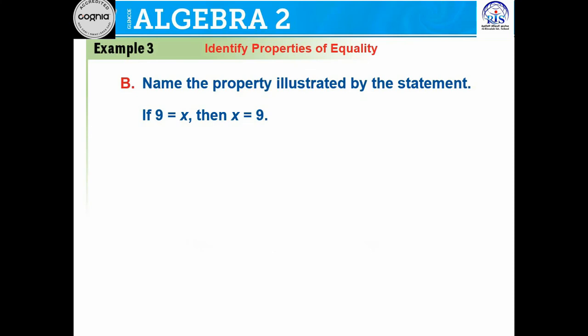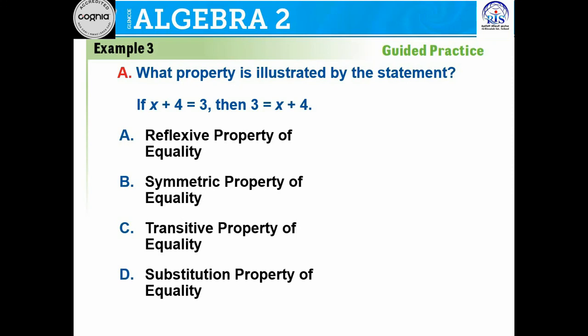If 9 equals x, then x equals 9. Here, what did he do? He changed the left side and right side. This means it is what? Symmetric property of equality. What property is illustrated by the statement if x plus 4 equals 3, then 3 equals x plus 4? Here I have the symmetric property of equality. Why? Because he changed the left side and right side of the equation.